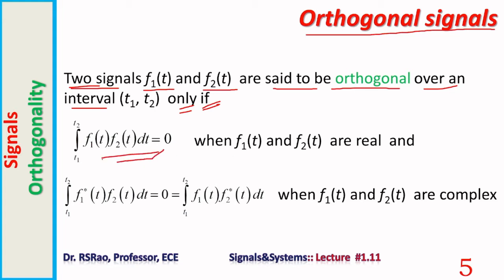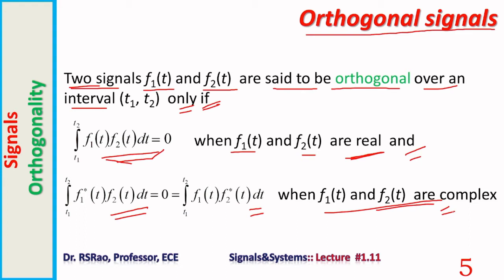This is the defining relation when f1 and f2 are real. If they are complex, then the defining mathematical relation is given here: integral t1 to t2, f1 conjugate of t, f2 of t dt must be 0, or integral t1 to t2, f1 of t, f2 conjugate of t dt must be 0. So the first one is for real signals, the second one is for complex signals.